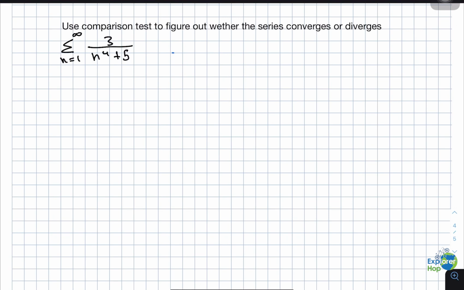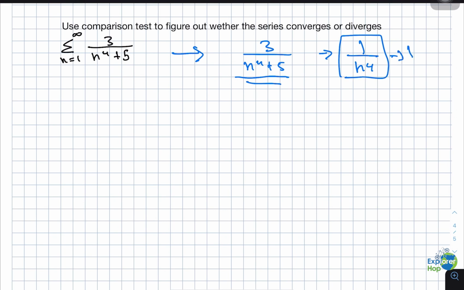To do that, we have a series and we need to compare that to some other series. So we always look at the highest power of the series. And so we have, let's say, n to the 4 plus 5. This is our current series. But now we can see what the highest power is, which is 1 over n to the power of 4. So we can call this b of n, and this can be our a of n.